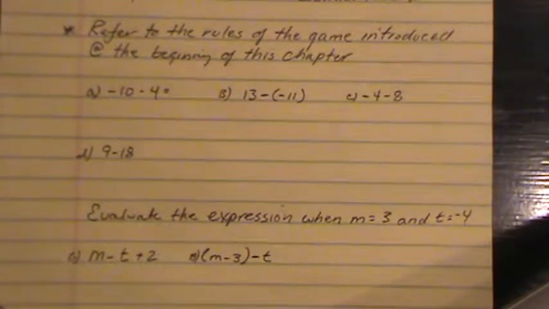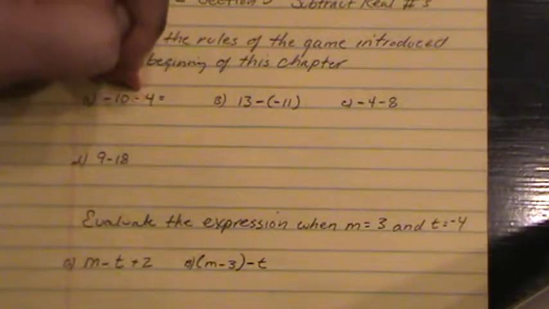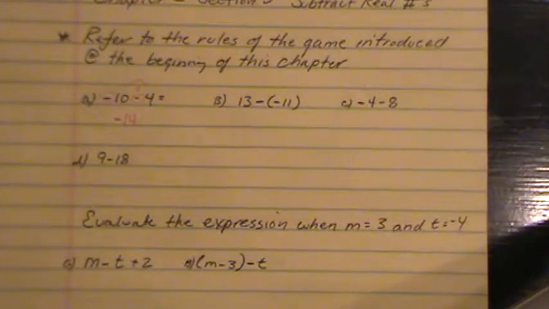We'll look at this. We have -10, -4. We have like signs. So what we're going to do is add those together. So that will be 14. And then what we're going to do is keep that sign. So the answer will be -14.